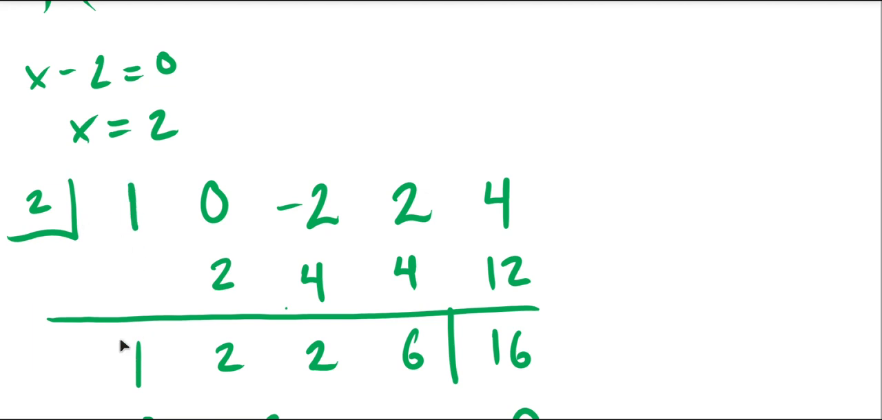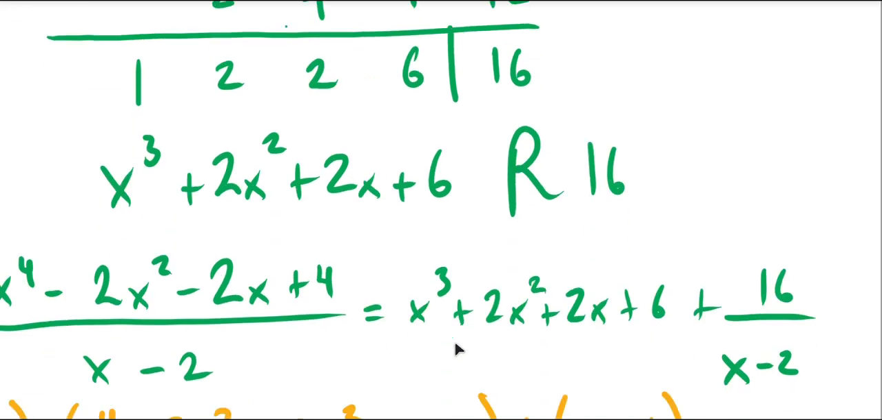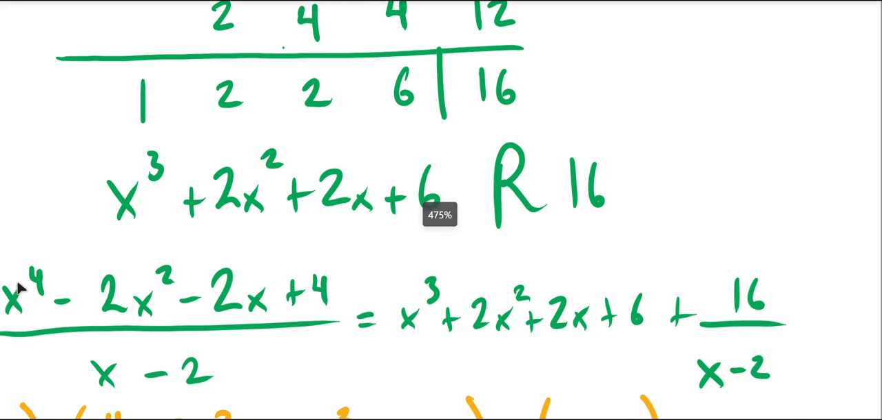1 drops down, 1 times 2 is 2, 2 plus 0 is 2, 2 times 2 is 4, 4 plus negative 2 is 2, 2 times 2 is 4, 4 plus 2 is 6, 6 times 2 is 12, 12 plus 4 is 16. We've reached the end, so this is our remainder, and this is our quotient. We went from a 4th degree down to a 3rd degree, so we write these numbers as the coefficients of a 3rd degree polynomial.